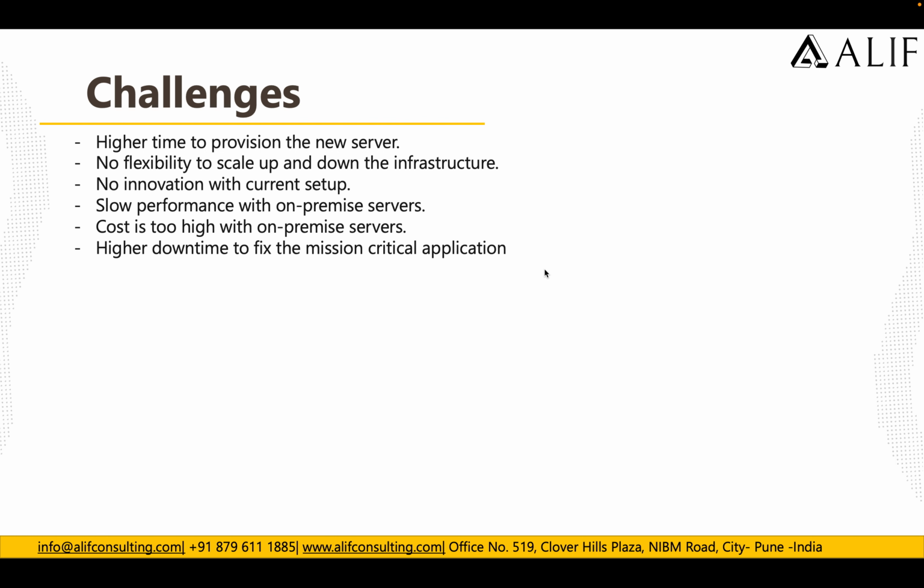Higher downtime to fix the mission critical application. This is one of the drivers where customers have gone for hybrid cloud adoption. Let's take an example: if any hardware issue happens, or anything goes wrong with the server, like memory burnout, or an SSD gets damaged, or the motherboard gets damaged because of higher voltage, right? That kind of thing can happen in an on-premise data center, and that always requires higher downtime to fix.